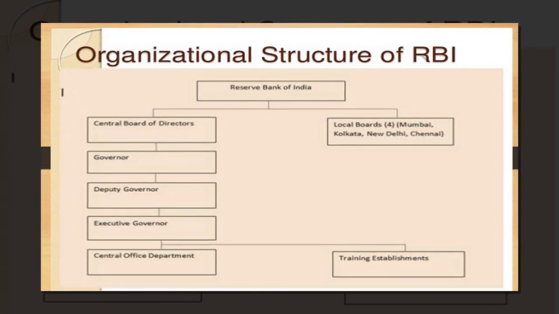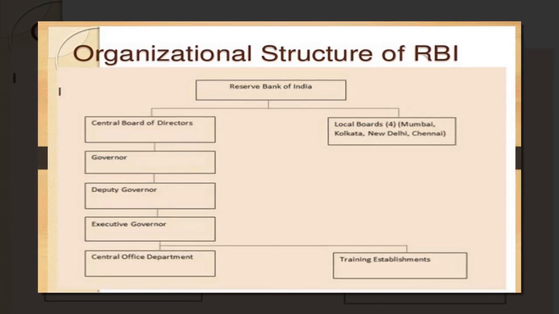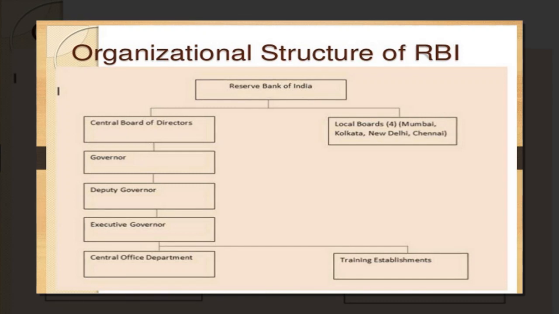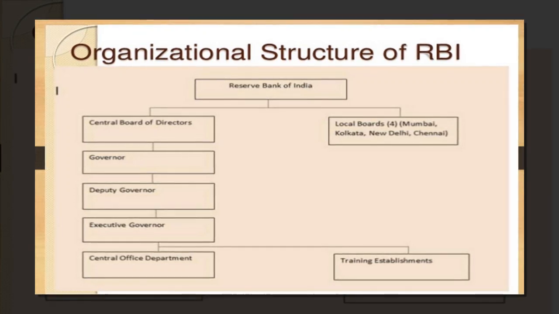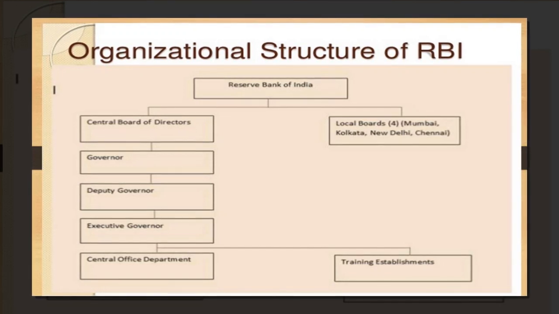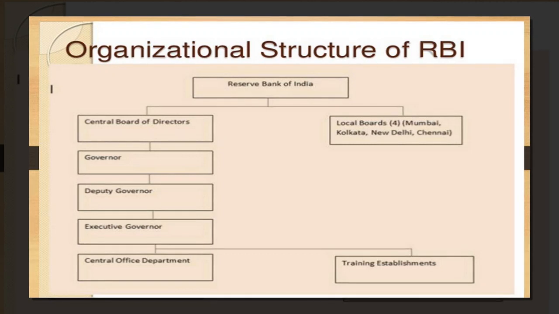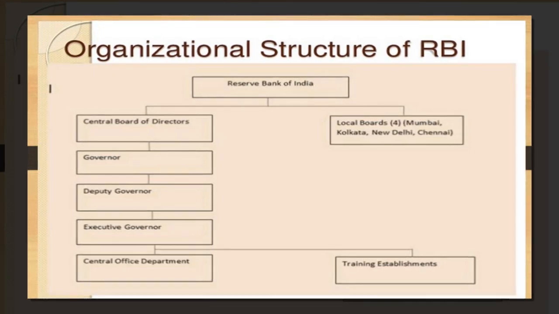The governor is the chief executive of the bank and the chairman of the board of directors. The central board must meet at least 6 times in a year and not less than once in a quarter. The financial year of RBI, that is also interesting. What is the financial year of India? That is from 1st April to 31st March.